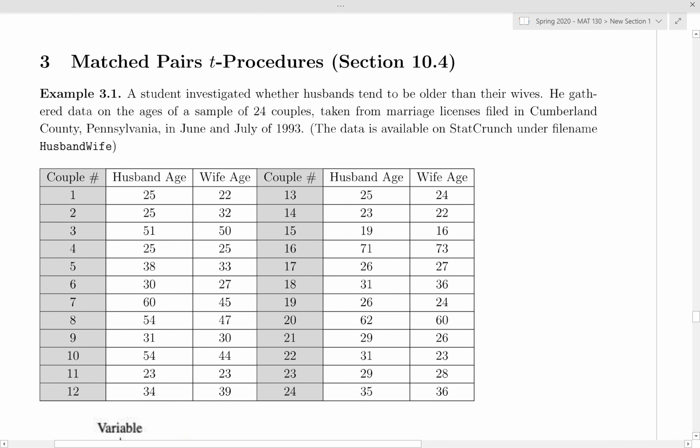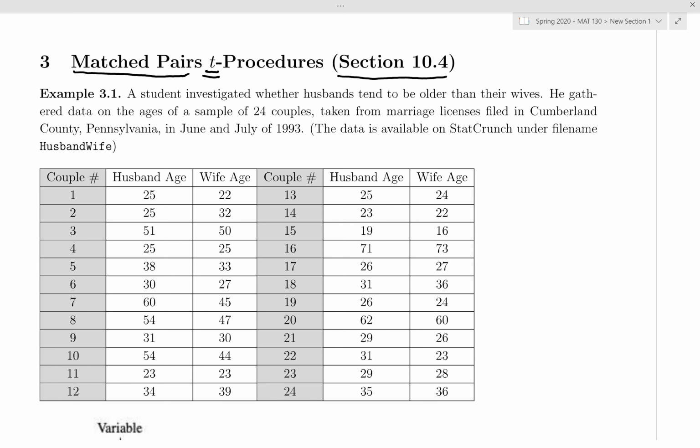All right, welcome back. In this video, we are going to be talking about matched pairs T procedures. All right, so this is section 10.4 in the textbook. In previous examples and videos, we compared means of two populations by using independent samples. If you think of the number of close friends example that we looked at, the population means we were comparing came from independent samples.